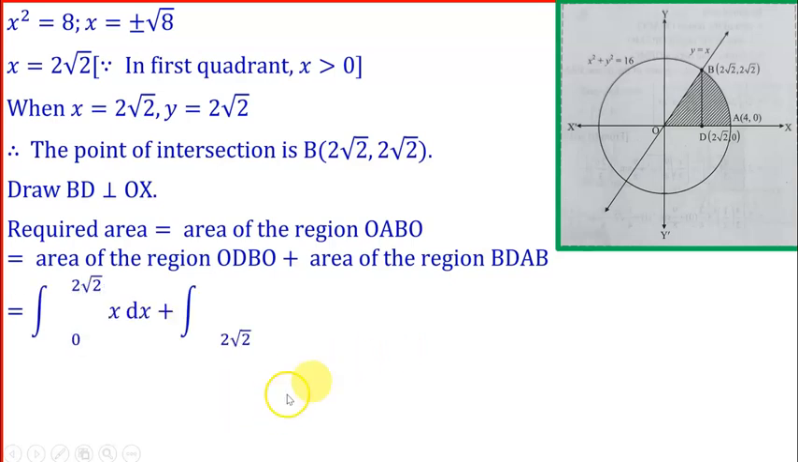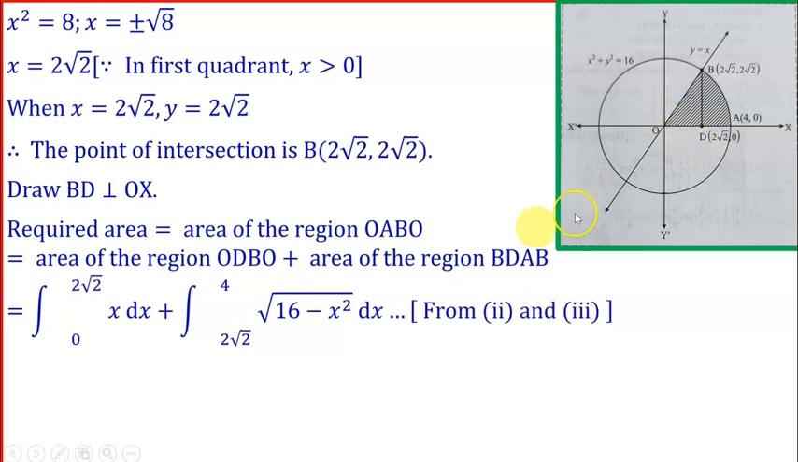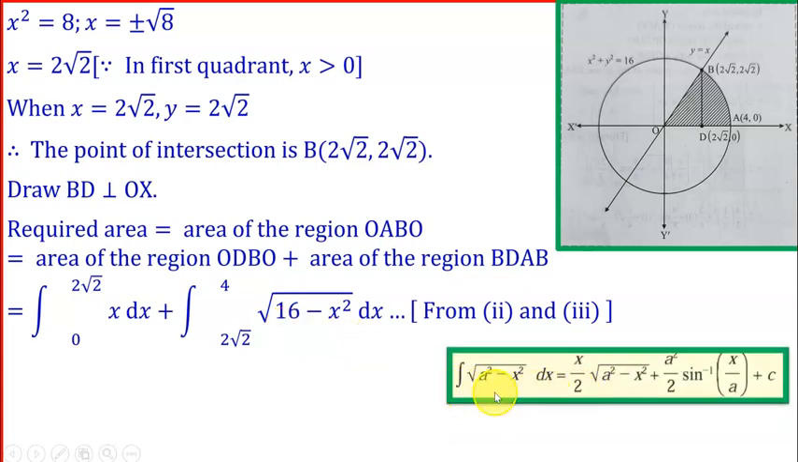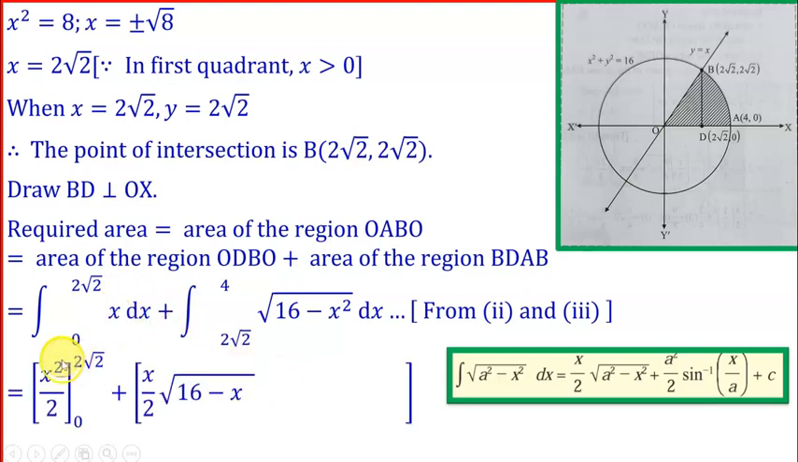Now see this. For the line, the value of x varies from 0 to 2 root 2. And for the circle, the value of x varies from 2 root 2 to 4. Therefore, integral from 0 to 2 root 2 of x dx plus integral from 2 root 2 to 4 of root of 16 minus x square dx. Now again we'll apply this formula. The integral of x is x square upon 2.